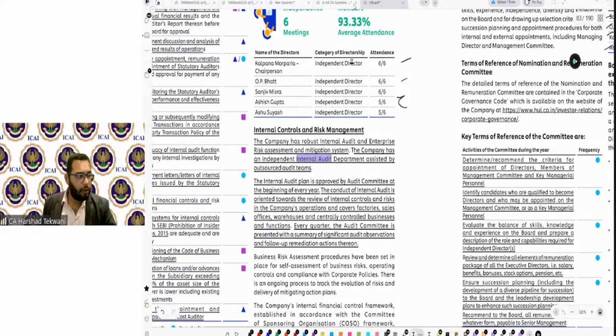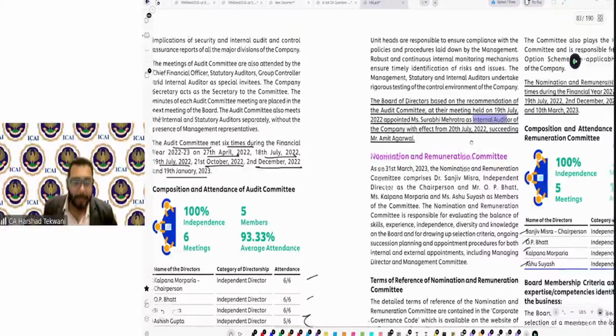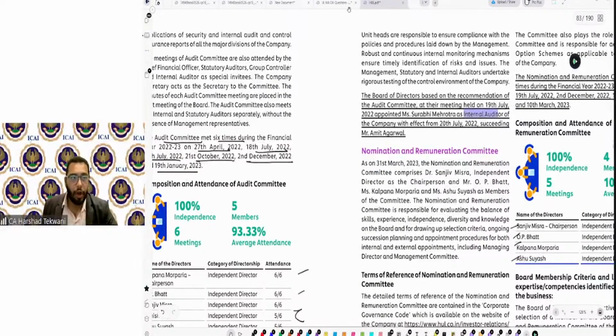I'll show you something more with respect to the internal audit. See over here. The board of directors, based on the recommendations of the audit committee at their meeting held on 19 July 2022, appointed Ms. Surbhi Malhotra as the internal auditor of the company with effect from July 28th, succeeding the previous person. So an internal audit officer has been appointed by the company. They also provide which internal audit officer has been appointed, as part of their annual report.